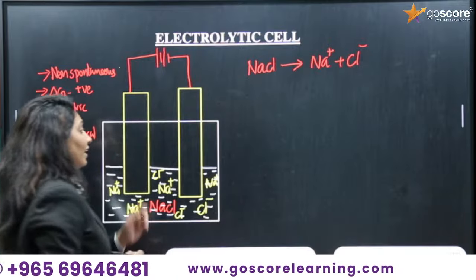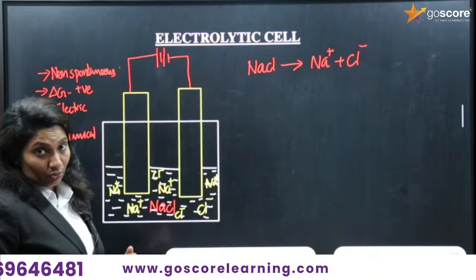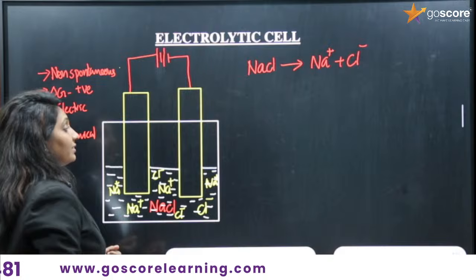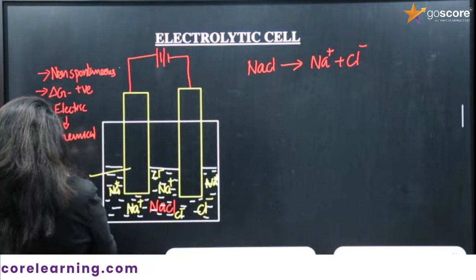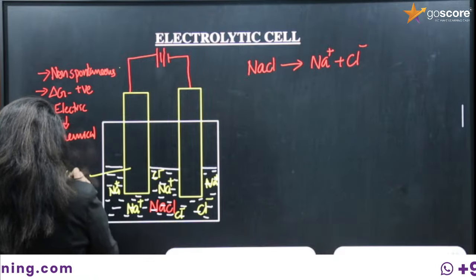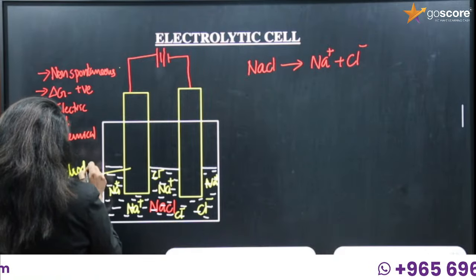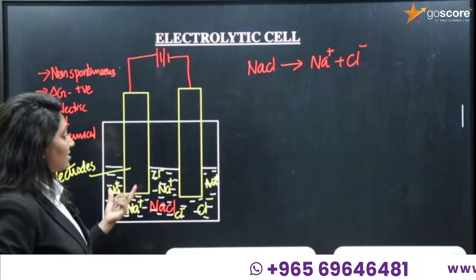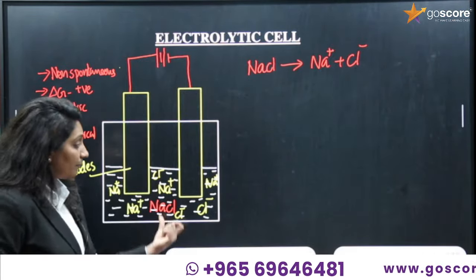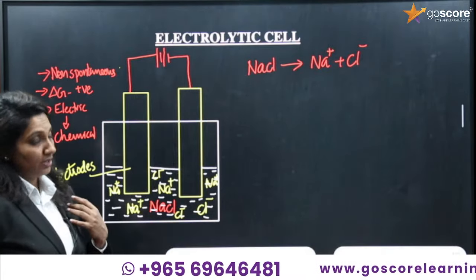And here I have kept two metal rods. Two metal rods, and those metal rods are called electrodes. These two metal electrodes are dipped in the electrolyte solution, right?